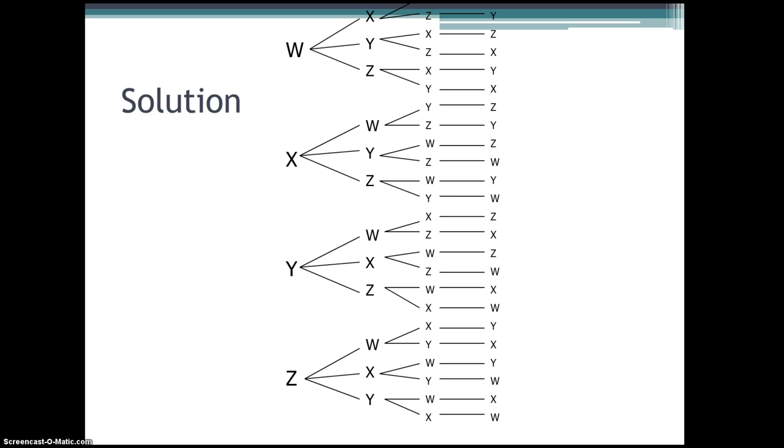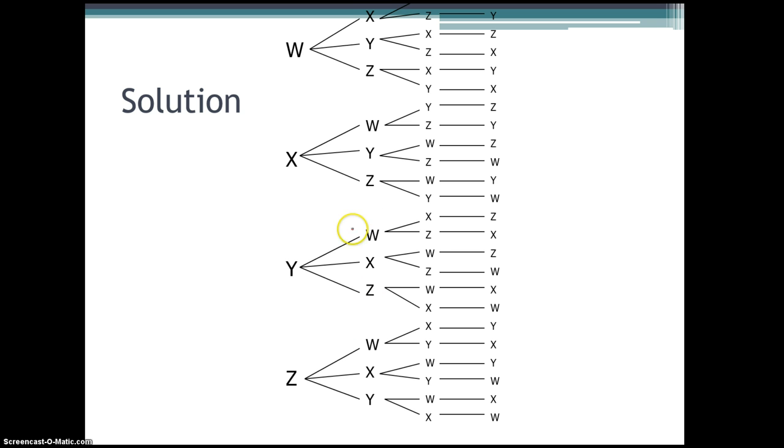So let's see what it would look like. Okay, so now you can see why I probably didn't want to write that out. So the first stage, or the first number or letter that we're going to put in the code, is either W, X, Y, or Z. So this right here, this first column, is like the first stage.